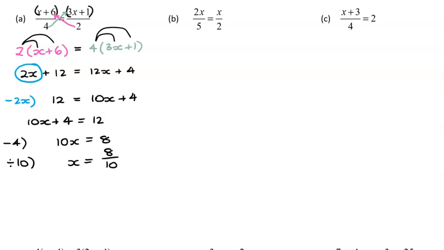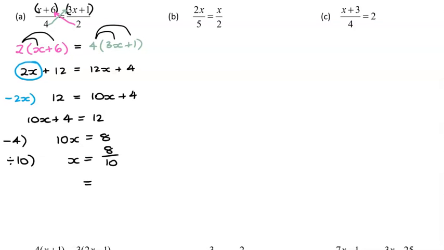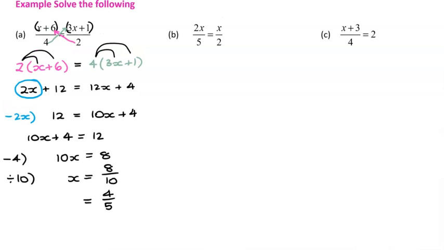Is that as simple as it could be? No, we could actually simplify it further. X is going to be 4/5, or 4 over 5. Okay, let's look at another example here.